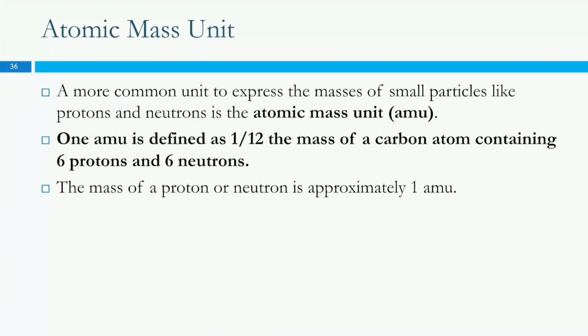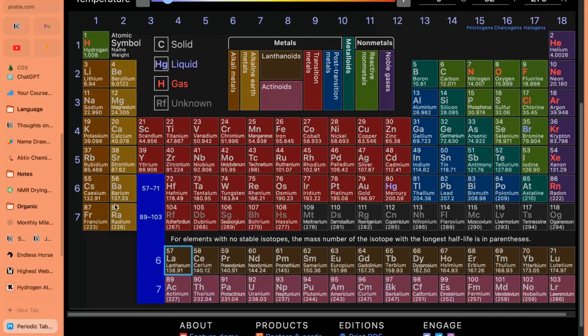So the atomic mass unit, like when we look at a periodic table, these are actually in AMUs. If I pull this up, each of these masses is actually in AMUs, atomic mass units. And we'll get to, hopefully today, why they're not exact. Those are all atomic mass units.